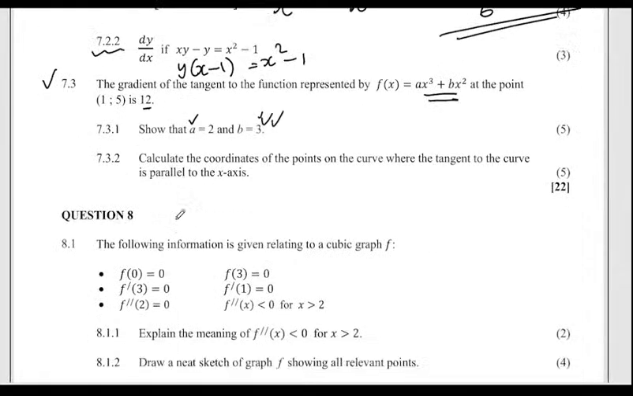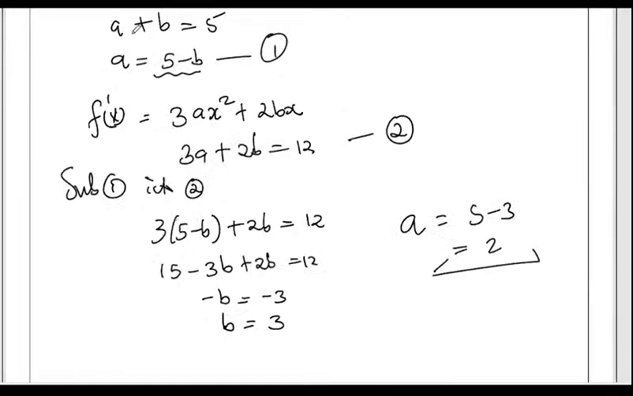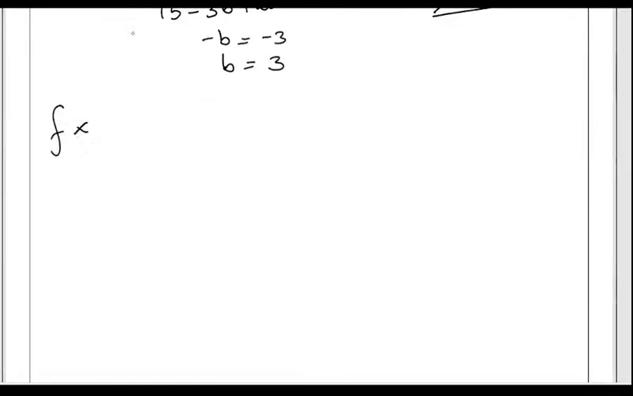Then calculate the coordinates of the points on the curve where the tangent to the curve is parallel to the x-axis. So if the tangent is parallel to the x-axis, meaning that the gradient is going to be 0. Okay? So what I did in this case, I first substituted back the a and the b, so that the original equation of f becomes 2x cubed plus 3x squared.